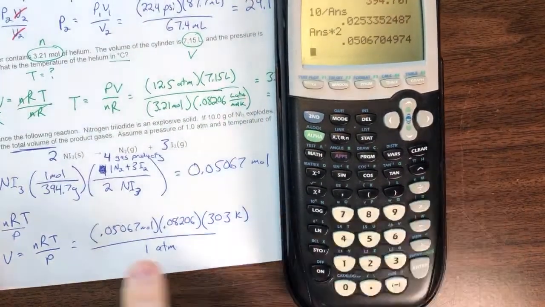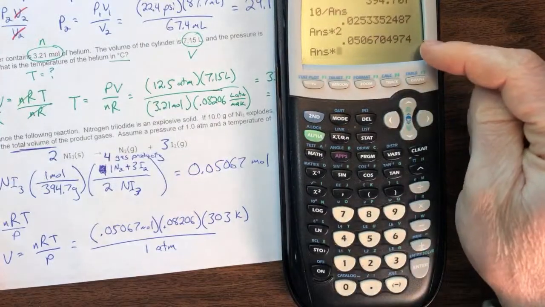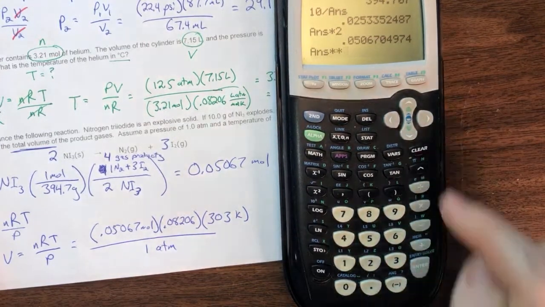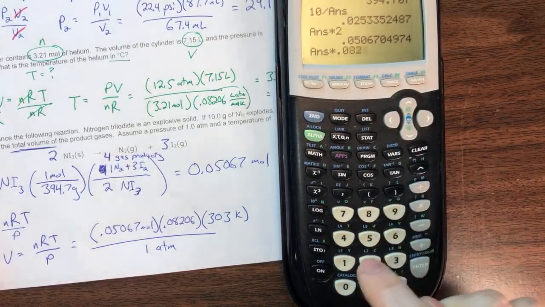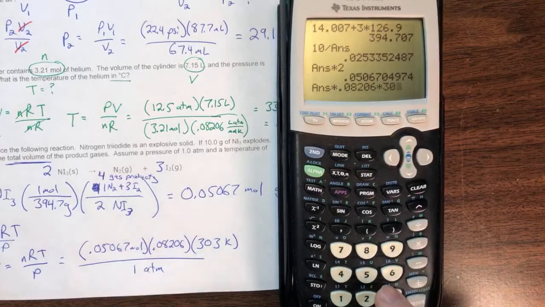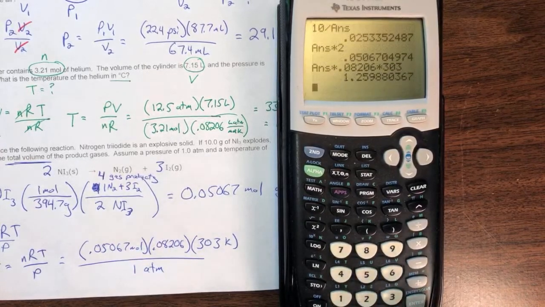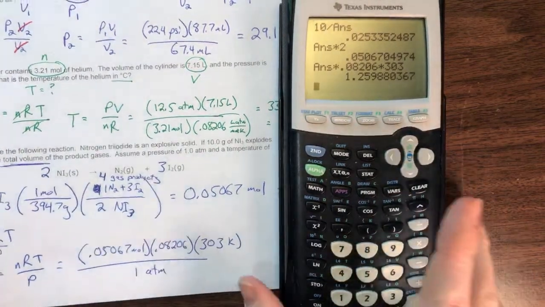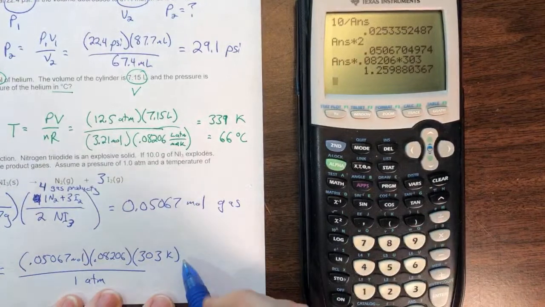So last of all, let's take our moles, which is 0.05067, times R, 0.08206, times 303, and that gets us 1.26. I'll divide by 1, but we don't need to put that in there. So 1.26.